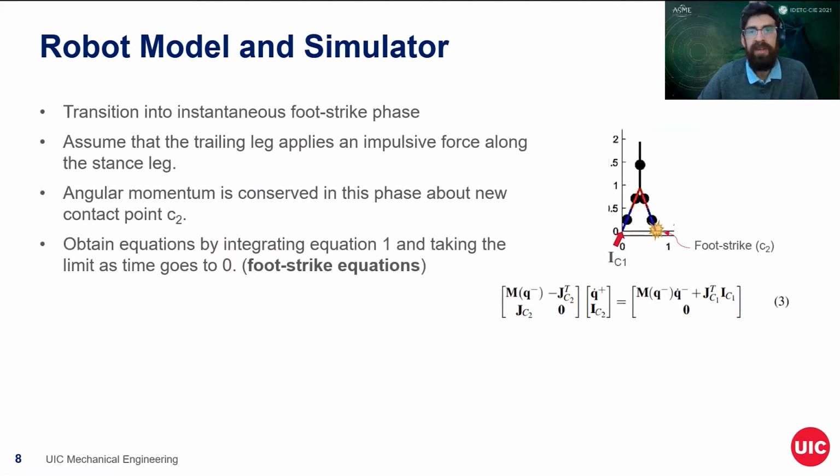And then the second set of equations is used in the transition to the foot strike phase, shown here in the figure, where the swing foot strikes the ground and becomes a stance foot. At the same time, the previous stance foot applies an impulsive push-off, which is here IC1, along the leg, assuming the angular momentum and energy are conserved in this phase about the new contact point on the new stance leg C2. Integrating equation 1, we obtain equation 3, which are our foot strike equations in the simulator.